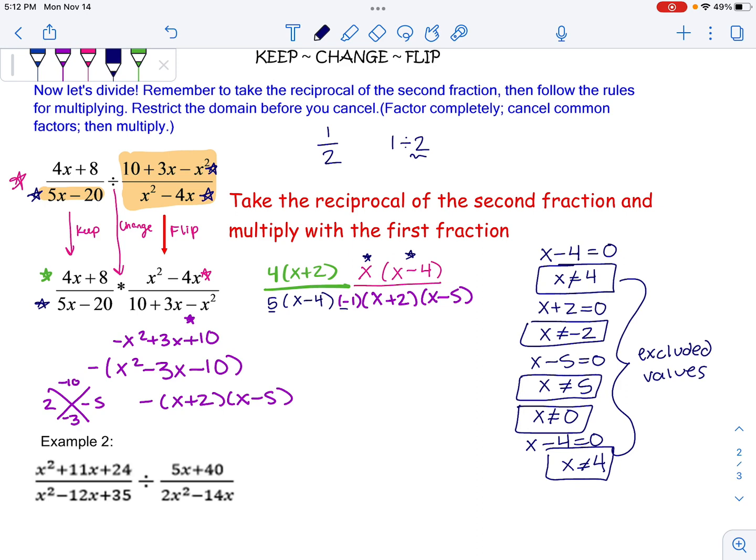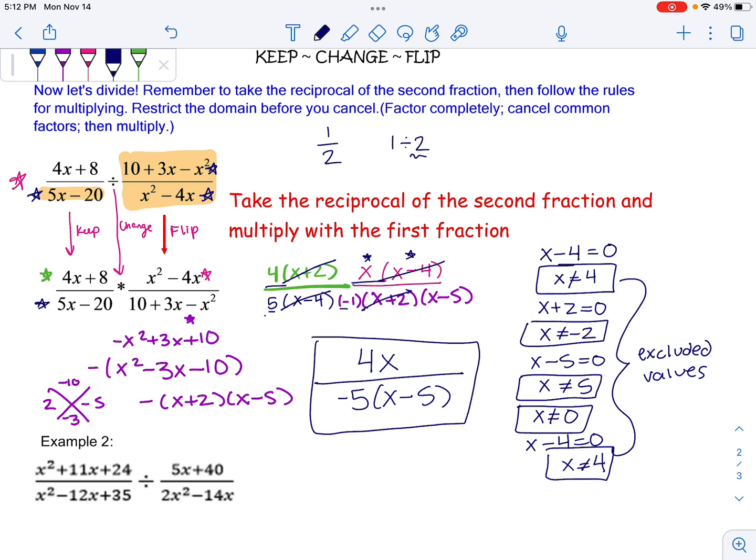All right. The next thing that I am going to do is simplify. So canceling out the factors that are in common, the x minus 4s, x plus 2, and that's it. So when I put together my simplified form, I have 4 times x in the numerator, so that's 4x, over 5 times negative 1 is negative 5, and then we've got the factor x minus 5. There is our simplified form.